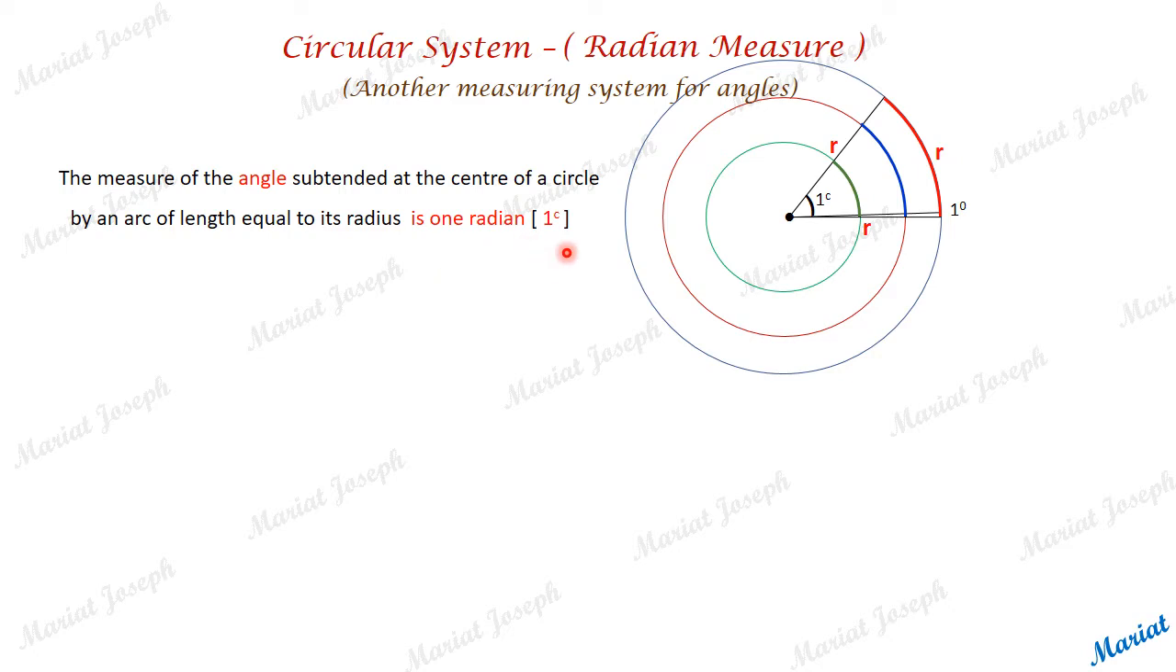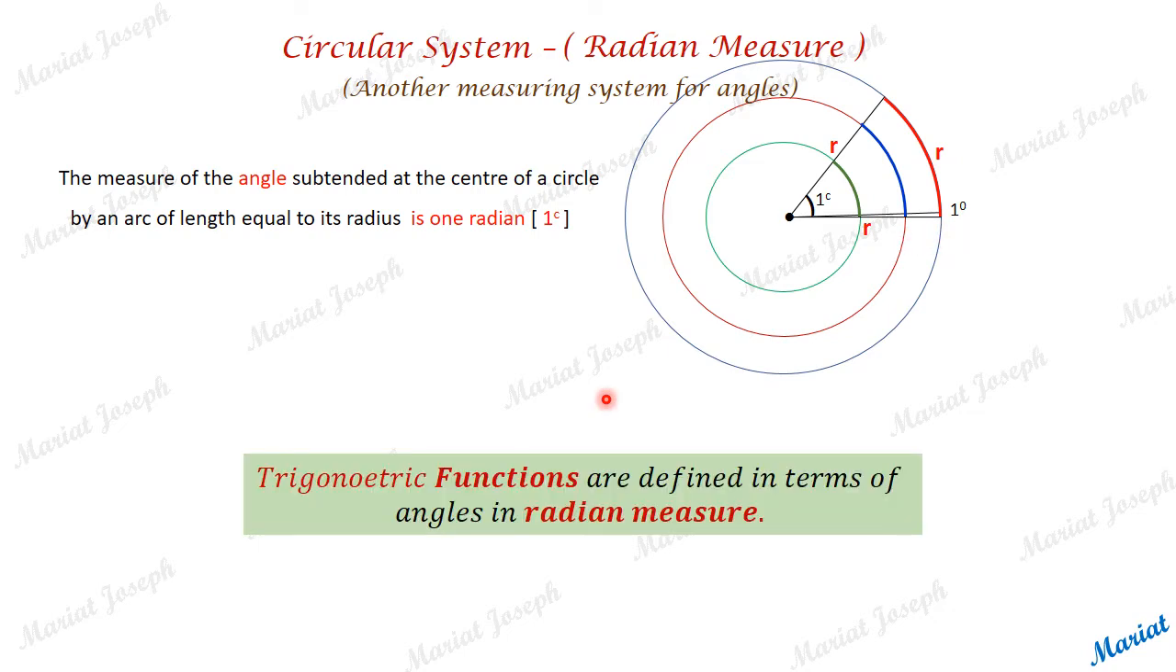Now, why do we need this new measuring system now? Isn't it comfortable to go by the degree measure itself? Maybe comfortable, but the trigonometric functions that we defined recently are defined in terms of angles measured in radian measure. So we need to know the measure of angles in radian measure, that is in circular system. Let's learn little more about this new measure.